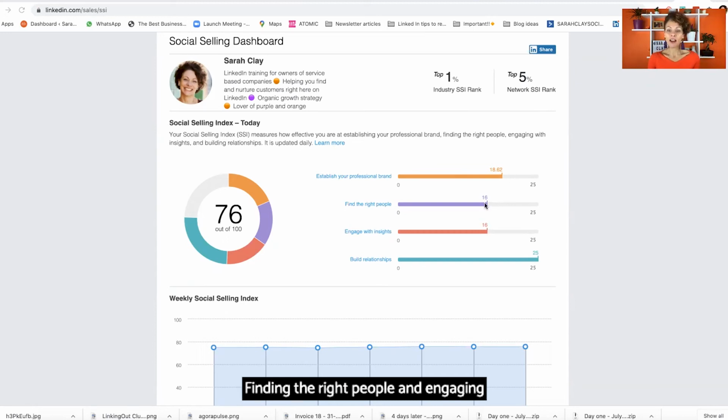And finding the right people and engaging with insights are my 2 lowest scores. Finding the right people, I use the search option a lot when I'm working with clients. So my search results are random. So it's possibly why it's not a great score. Maybe I'm not using it enough. So that's a good sort of nudge to me to maybe use that a little bit more. Engaging with insights, yep, I don't read enough industry stuff, so I know I need to do that.